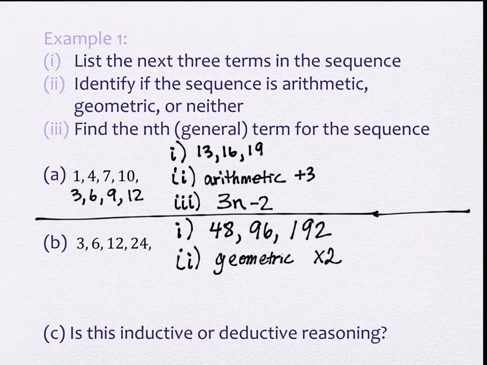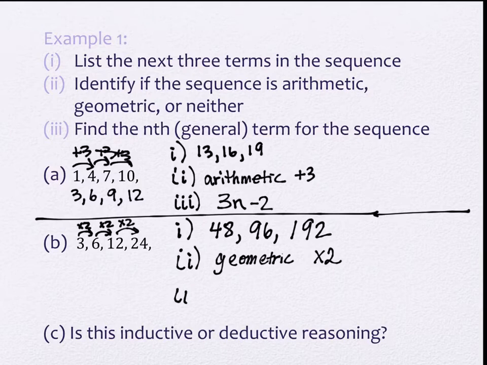Because 7 can be multiplied by something to get 10, but 12 can be multiplied by something to get 24, that's not a difference? It's because here I'm adding 3 to get the next value. And here I'm multiplying by 2 to get the next value. That's what's happening. Multiply by 2 every time. Okay.